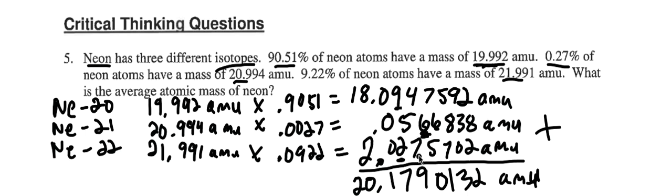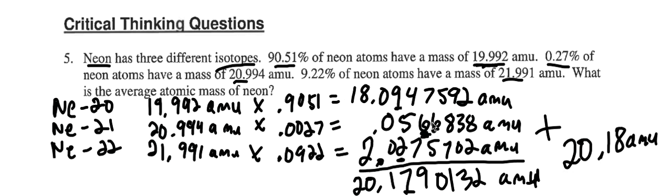Now I'm adding those three numbers together. So now I have to look after the decimal. 2 past the decimal, 3 past the decimal, 2 past the decimal. That leads me to have a number 2 past the decimal. And I'm going to round that to 20.18 AMU.